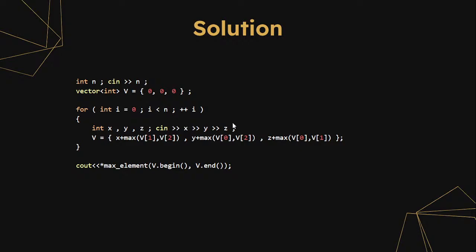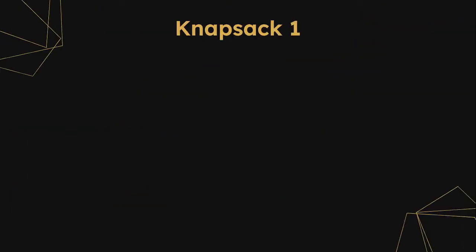Then I take the input for the scores of the three activities for the next day, and I can just say that for A, I add the max of the values of B or C; similarly for B, A and C, and for C, A and B. Finally, the final answer will be the max of these three values. That's all. It will be done in 3n, so O of n will be the time complexity.